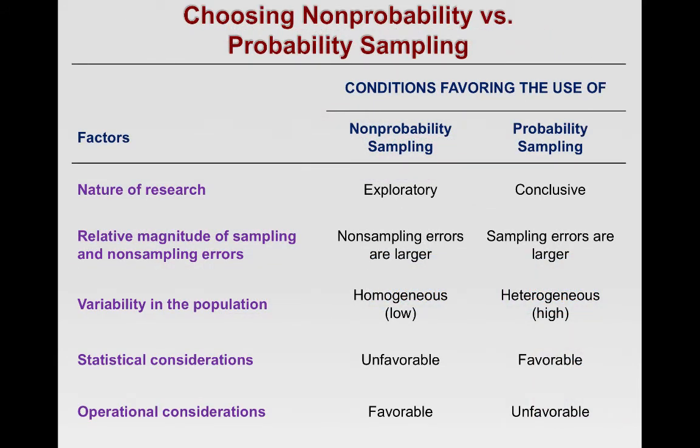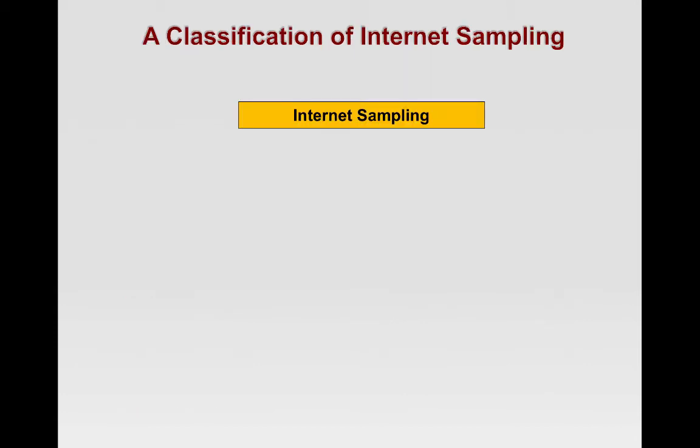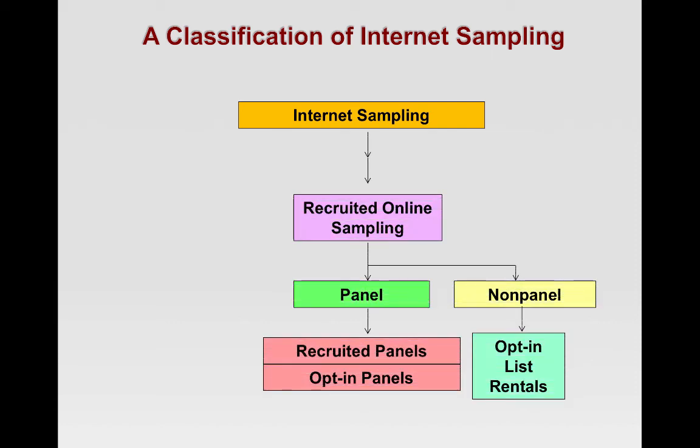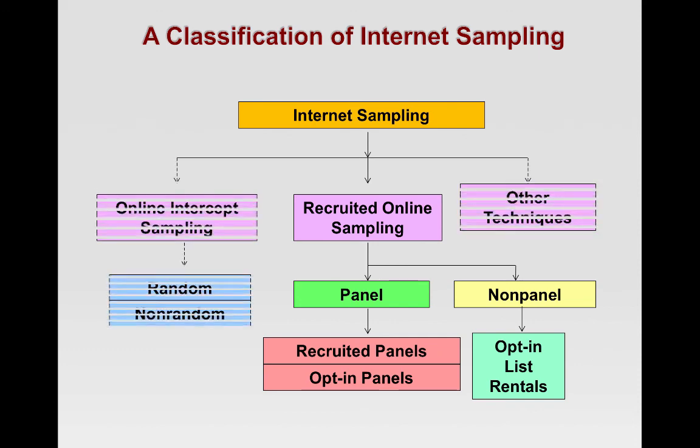The choice between probability and non-probability sampling should be based on the nature of the research, degree of error tolerance, relative magnitude of sampling and non-sampling errors, variability in the population, and statistical and operational considerations. Non-probability as well as probability sampling techniques can be implemented on the Internet, with the respondents being pre-recruited or tapped online.